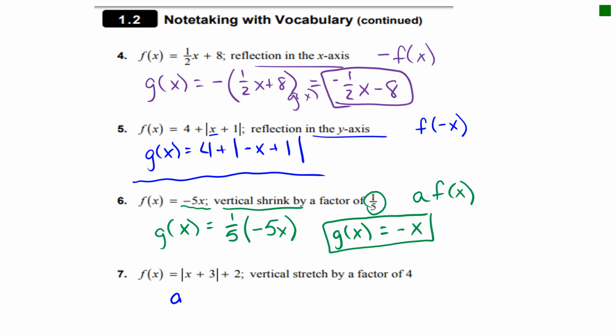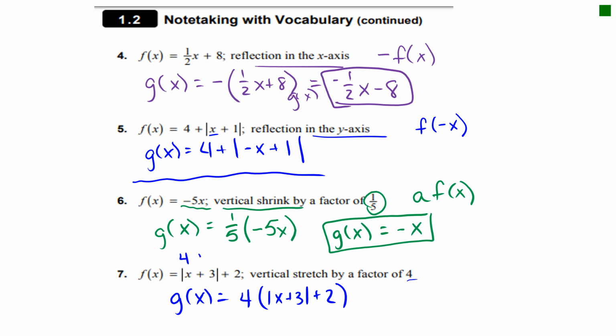This is going to be the same thing. Our new function is going to be the factor of 4 times whatever g of x is. So g of x is all of this stuff. So I'm going to put it in like this. Notice the parentheses. Let's see if I can make it make sense to you.